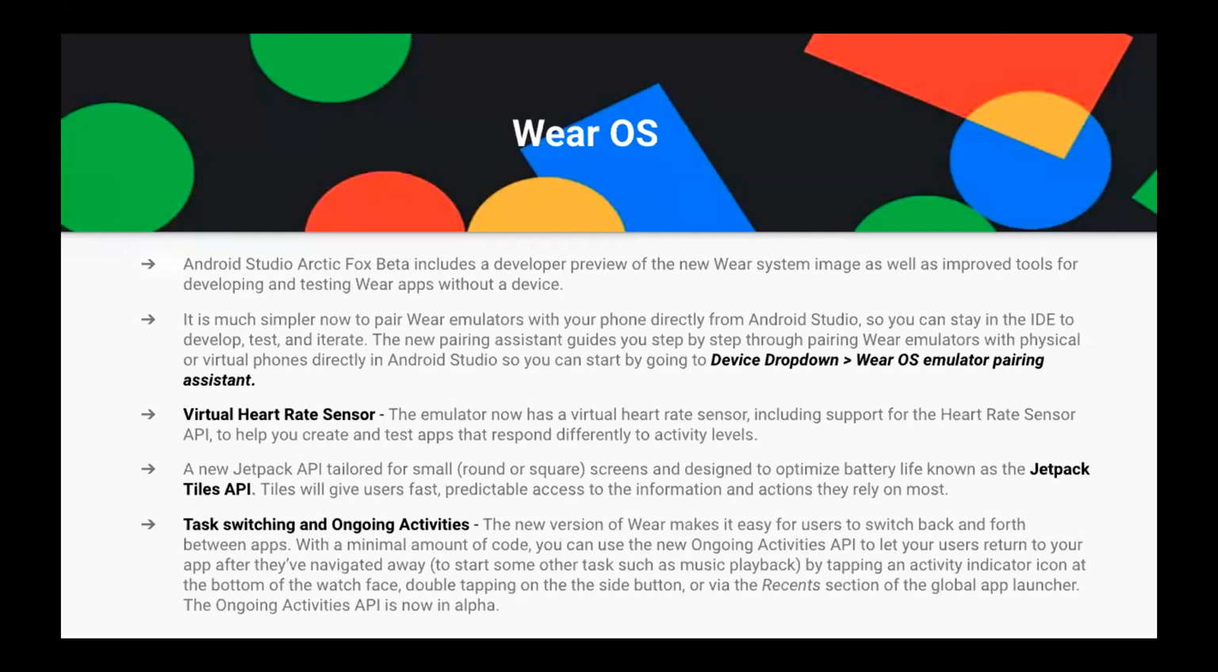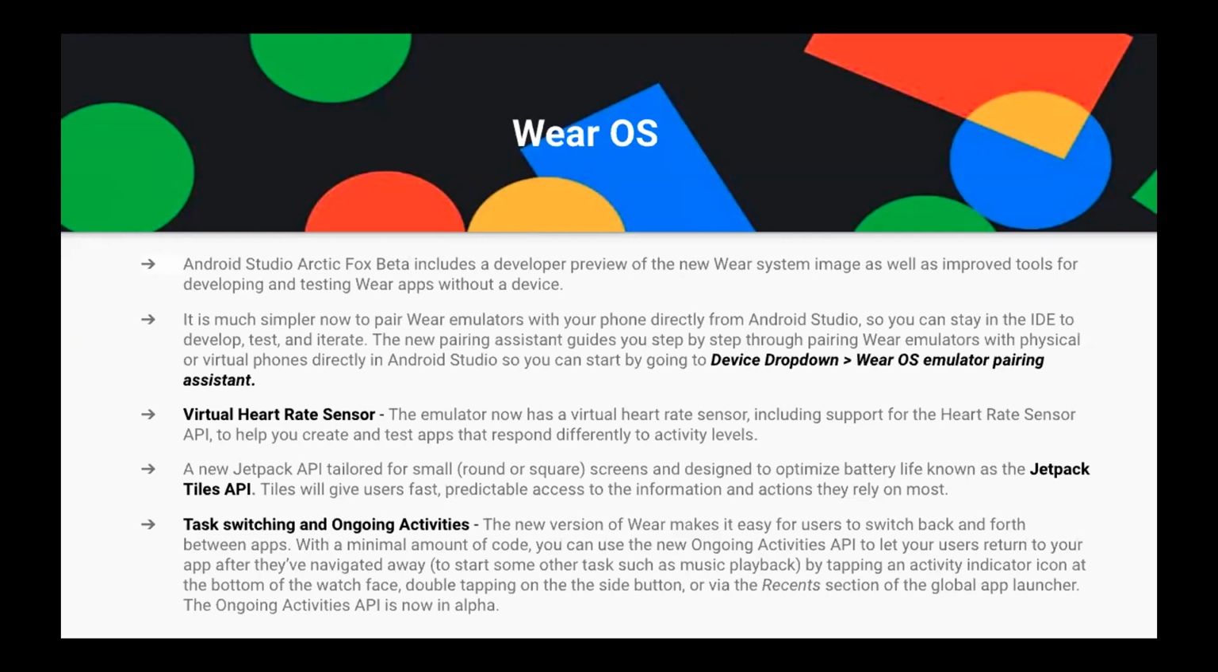Now there is a virtual heart rate sensor coming on board with Wear OS. The emulator now has this sensor to help you create and test apps that respond differently to activity levels in your wearables. A new Jetpack API is tailored now for small screens and designed to optimize battery life, known as the Jetpack Tiles API. I'll be showing you in a bit. Tiles will give users fast, predictable access to information and actions as they rely on most task switching and ongoing activities.